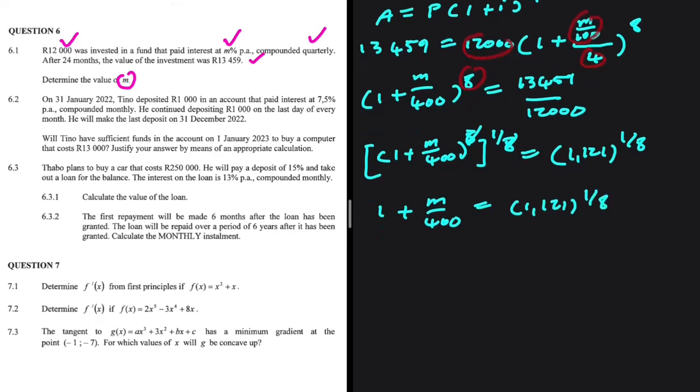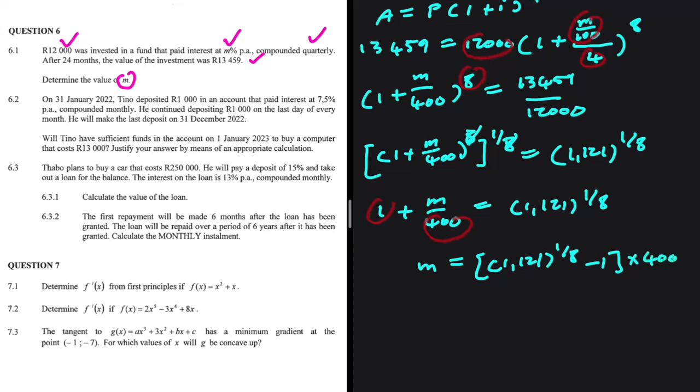It's obvious what we need to do at this point. We need to take 1 to the right hand side and multiply both sides by 400. We're going to have M being equal to 1.121, everything to the power 1 divided by 8, minus 1, multiplied by 400.